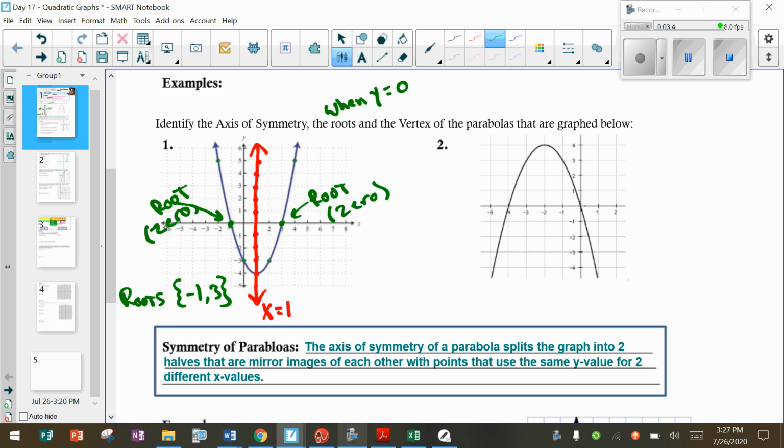All right, the last piece is the vertex. The vertex is the turning point of the graph. It's the point where the graph changes direction from going down to going up. So our vertex is that turning point.